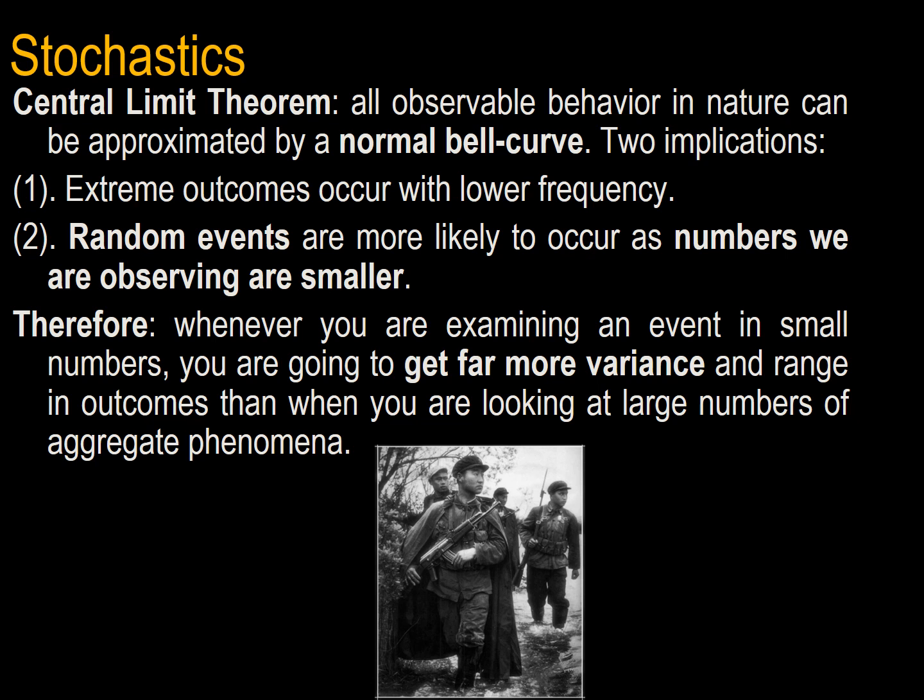So, what does this mean for your case selection? Whenever you're examining an event in small numbers, you're going to get far more variance and range in outcomes than when you're looking at large numbers of aggregate phenomena. For your paper, it means that when you're looking for a case, you need to think whether this case is an extreme case or whether it's a common case that's more like the average. We want cases that are near the common average because we're able to generalize to other cases. If we look at an extreme case, then it may not be generalizable because it was a one in a million.